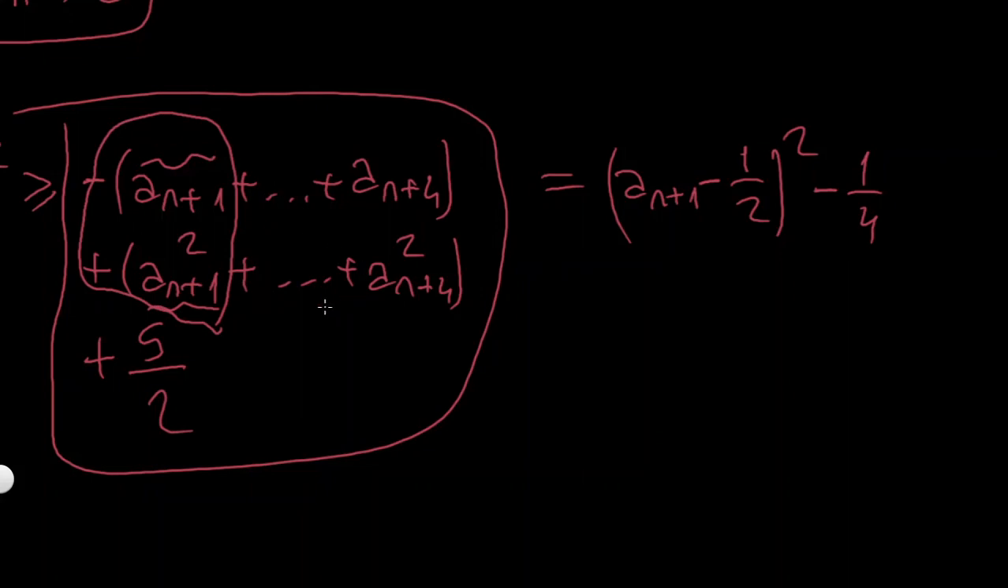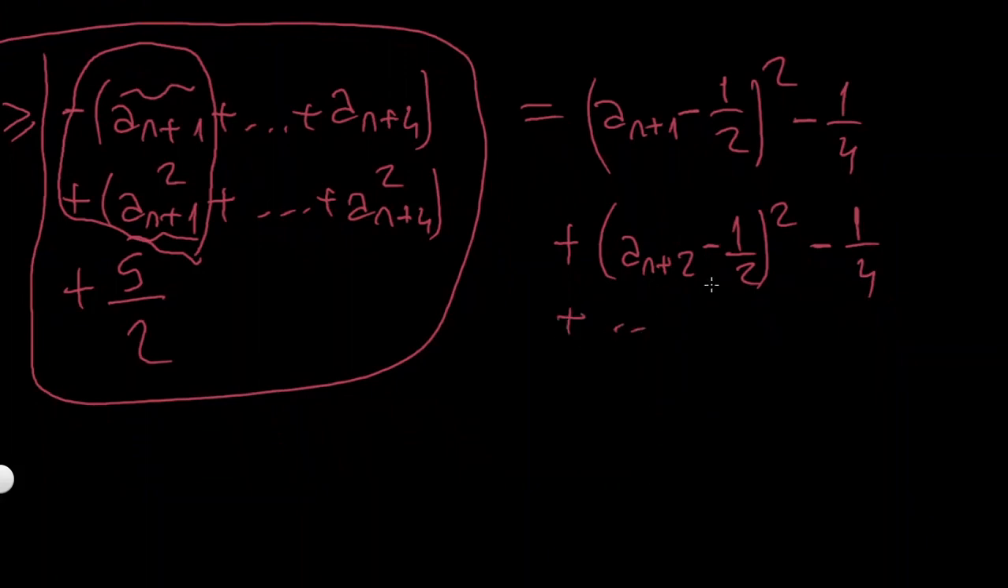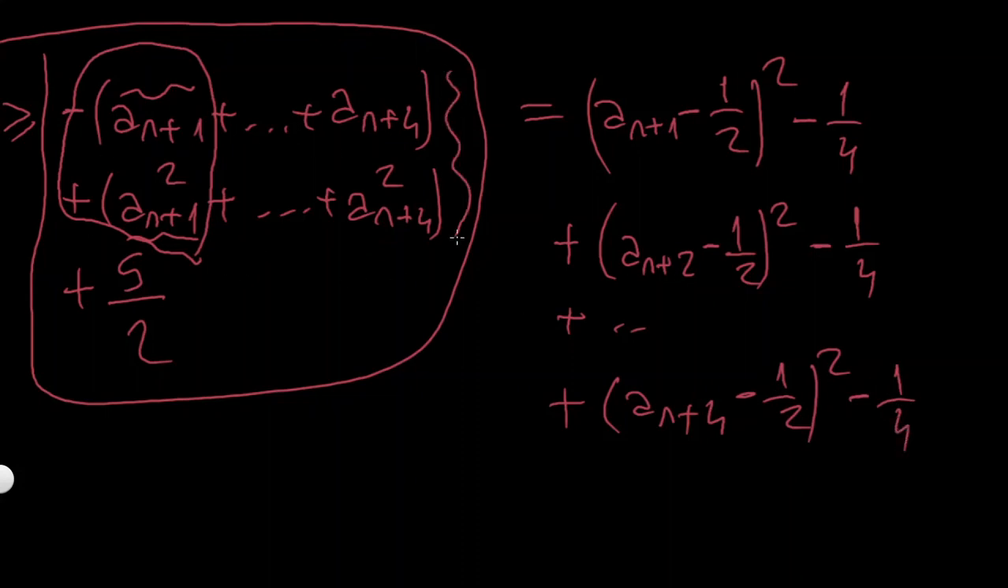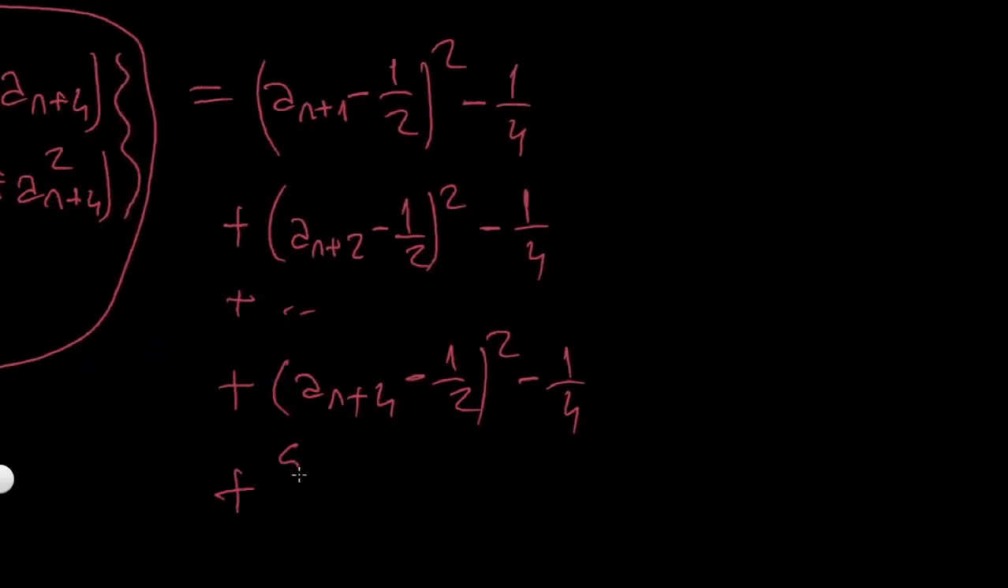So I can just do this for all of the other terms for a_{n+2}, 3, 4. So this will be plus, same thing for a_{n+2}, minus 1 over 2, to the power of 2, minus 1 over 4. So I have this for plus a_{n+3} and also plus a_{n+4}. Let's also write this 1 over 2. I wrote all of them. So I wrote everything on these two lines, and I also have plus 5 over 2.